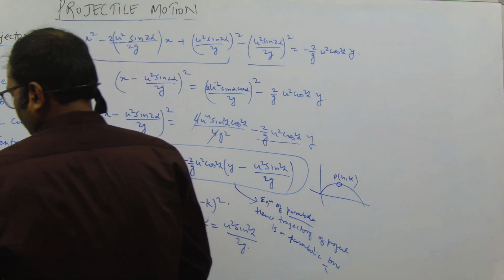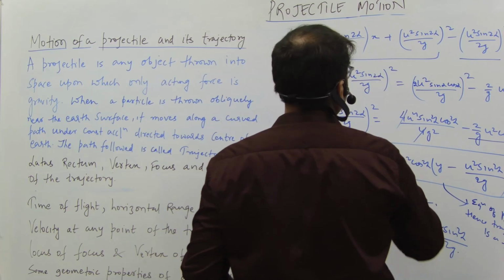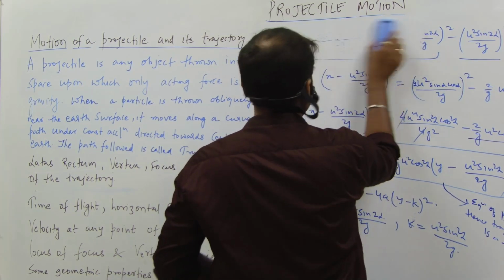Let us proceed further. Let us find the latus rectum, vertex, focus and the directrix of the trajectory.